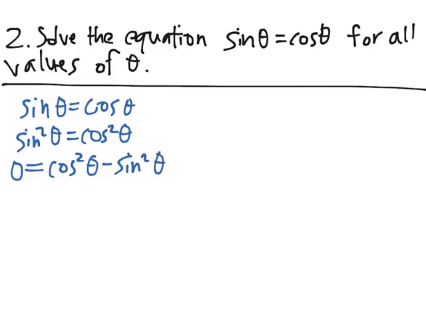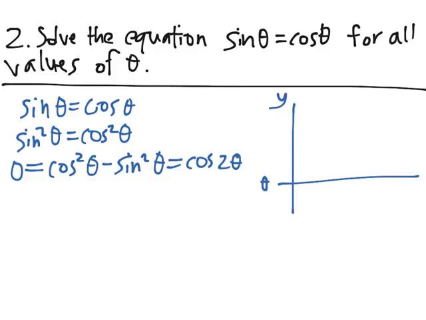But this expression is a familiar one. We know that this is equal to cosine of 2 theta using the double angle formula. Now that we have this new equation 0 equals cosine of 2 theta, let's draw a graph to see where our solutions should lie. This is the theta axis and this is the y-axis.